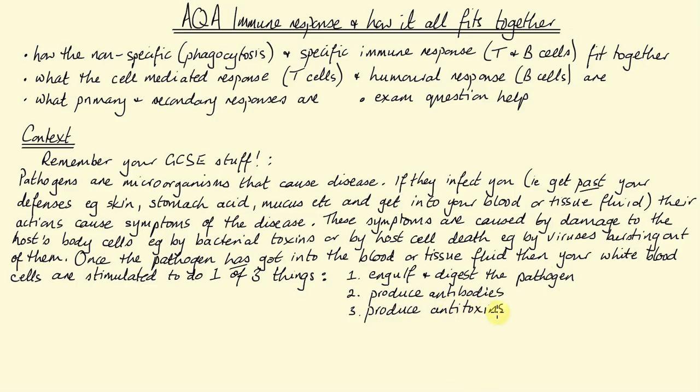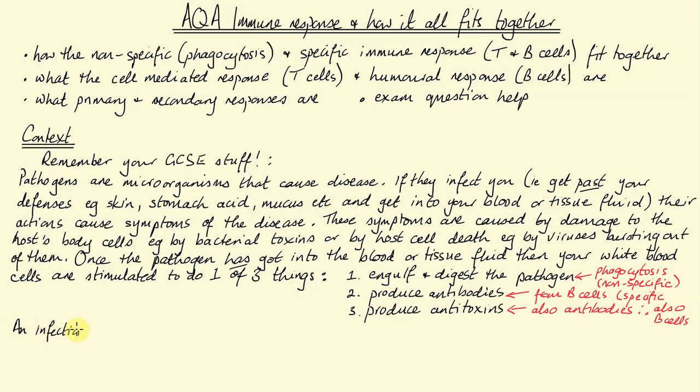How does this fit into A level? Well, the engulfing and digesting of pathogens is phagocytosis. Notice it's a non-specific response. We are going to go through this. The antibodies are produced by B cells, specific response, and the antitoxins are also actually antibodies. The antibodies bind to the toxin and neutralize it, so also B cells.